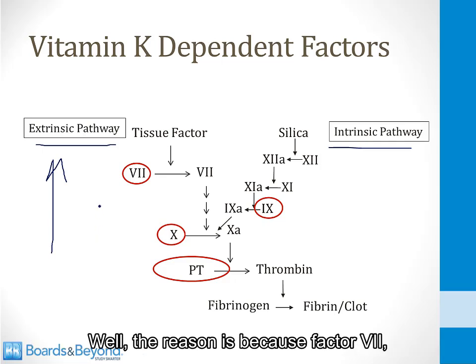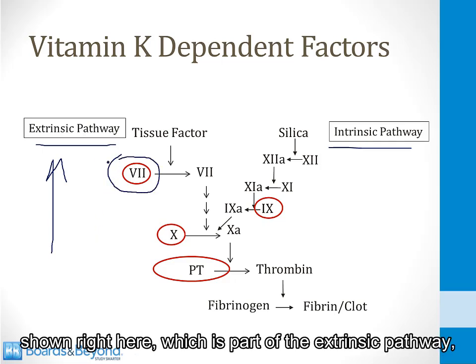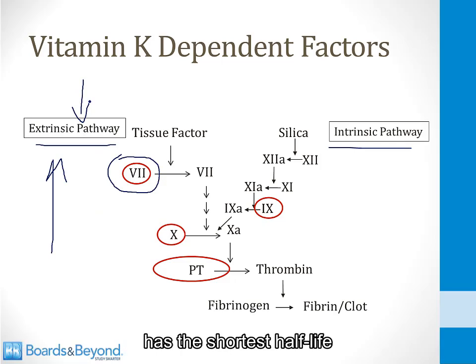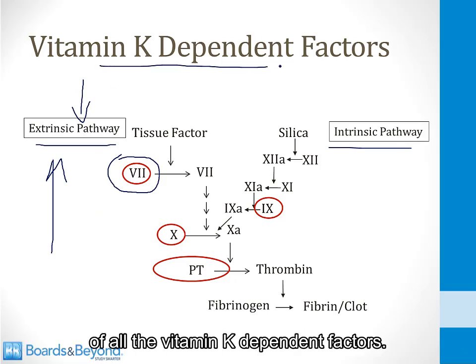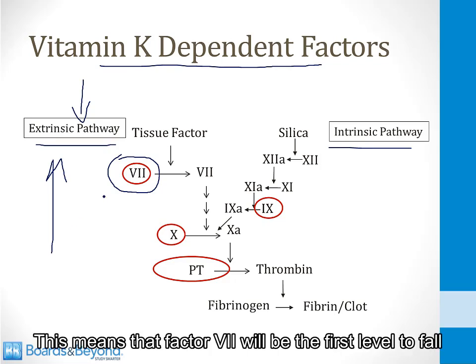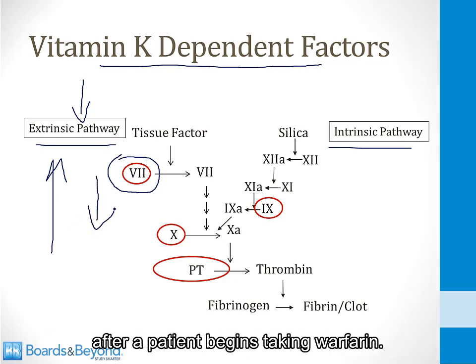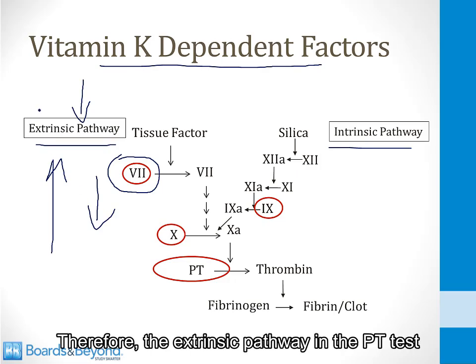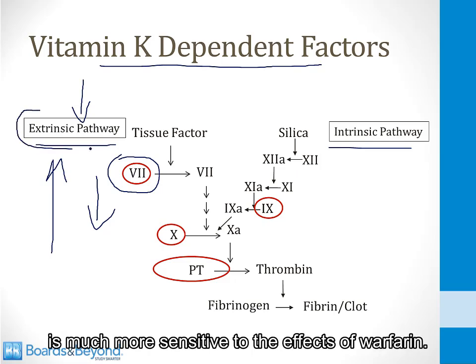Well, the reason is because factor 7, shown right here, which is part of the extrinsic pathway, has the shortest half-life of all the vitamin K-dependent factors. This means that factor 7 will be the first level to fall after a patient begins taking warfarin. Therefore, the extrinsic pathway in the PT test is much more sensitive to the effects of warfarin.